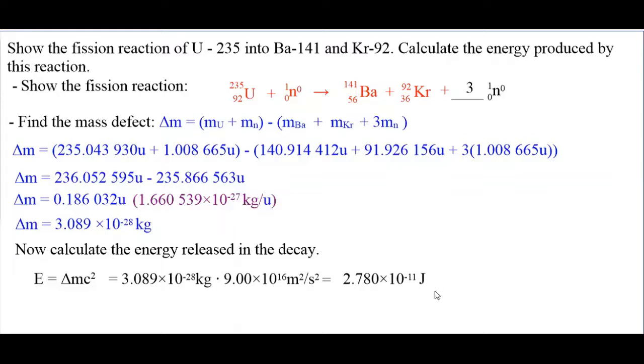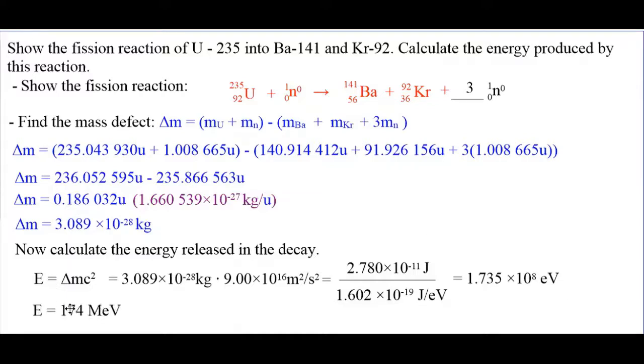10 to the 11 is where you should be as far as the joule value is concerned. If you convert it into electron volts, you'll find that you'll be in the hundreds of millions. Specifically, 1.7 times 10 to the 8, hundreds of millions is what I meant to say, which means you are in the mega electron volt format. So in this case, you have 174 mega electron volts.